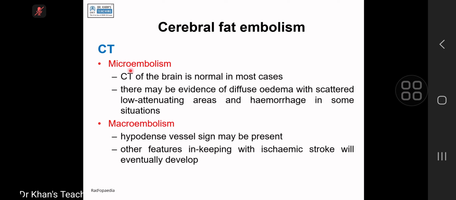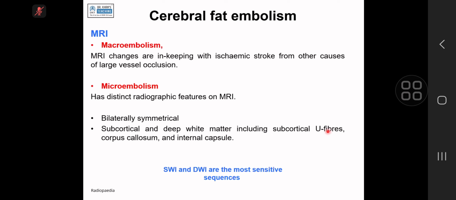So CT, forget about CT, but one thing in macroembolism is that sometimes, just like you get a hyperdense MCA sign, you can get a hypodense MCA sign where fat will be sitting in the MCA. And any examiner who has that case in his or her collection would like to show it to you. So remember that can happen. So much fat is there that a big vessel is blocked. So radiological features of macroembolism are the same as a stroke. Microembolism has distinct radiographic features. Remember, these are the take-home points.